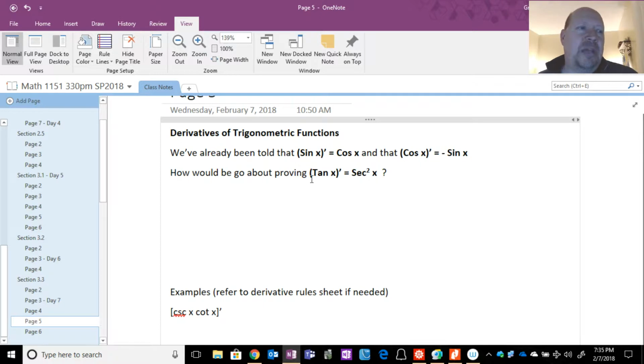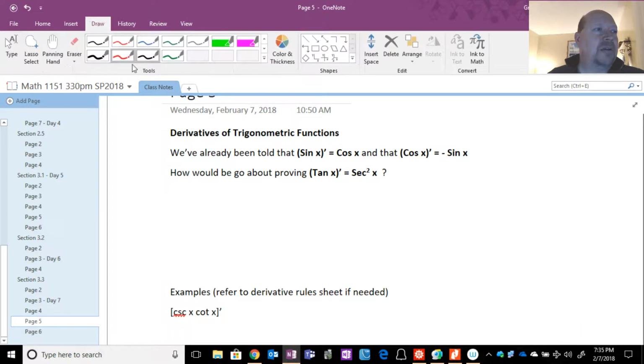So for example, how can we prove that the derivative of the tangent is secant squared? On the derivative formula sheet I gave you, it simply states the derivative of tangent is secant squared. Well, how could we prove that? One of the things that you learn in trigonometry, when you're proving identities and such, is that a simple technique is to substitute in identities with sine and cosine.